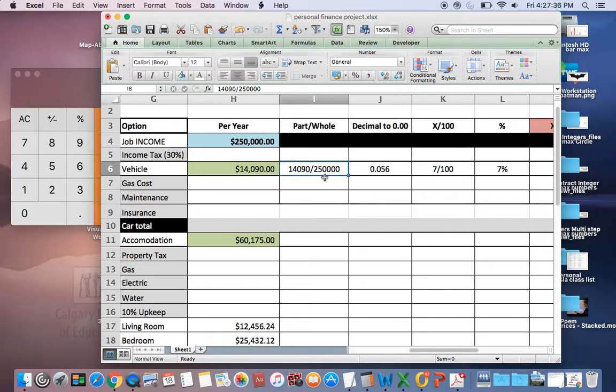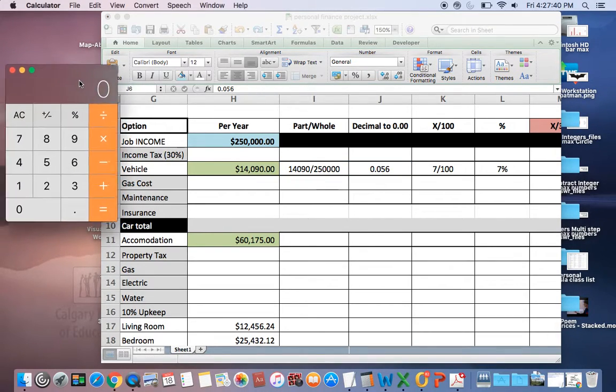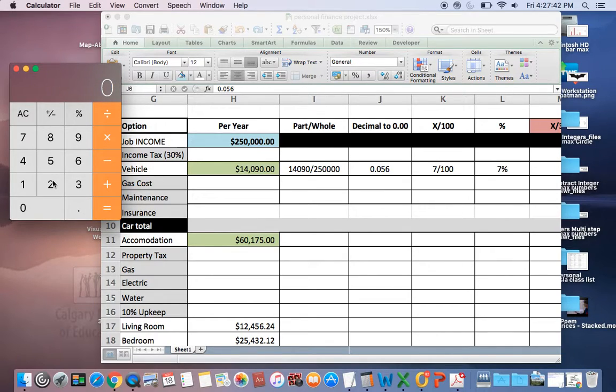Anyway, that's okay. So now to get the decimal, you can either do some really long math, or what I would recommend is use your calculator for this. So we go 14090, which is my first number. Then we're going to divide that by the whole, 250000. And we hit equals. So you see I get 0.0563.